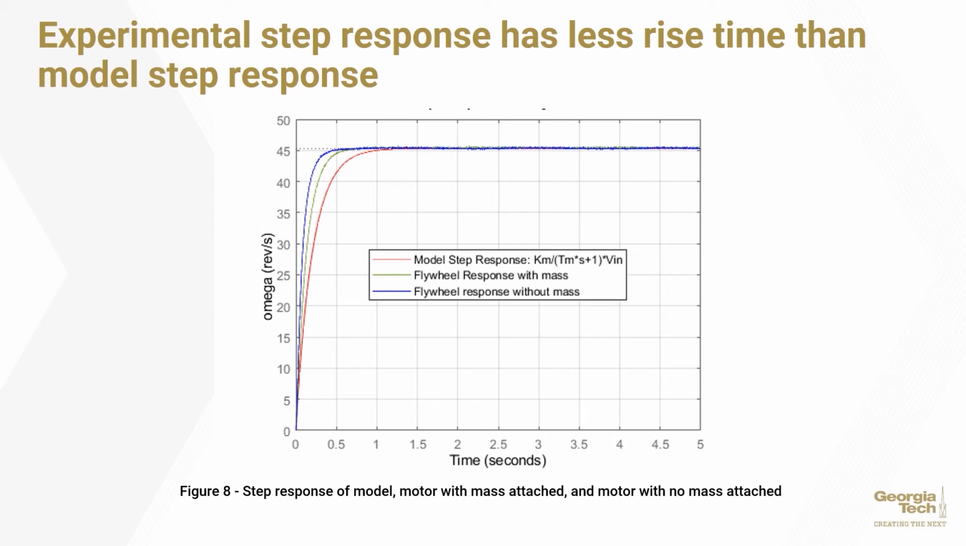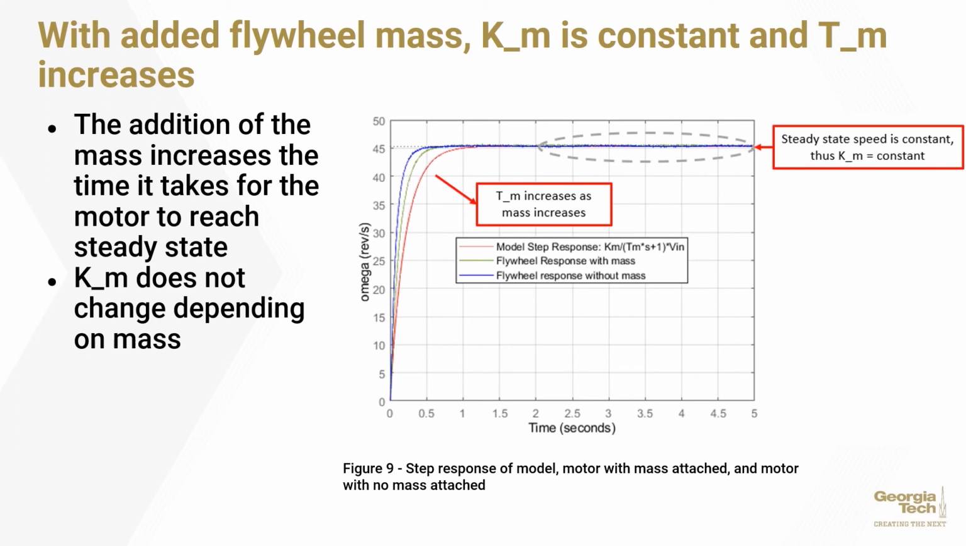The model step response in this plot is the red curve, while the responses with and without a mass are shown by the blue and the green curve. The addition of a mass was shown to increase the time it takes for the motor to reach omega steady state, and thus the time constant Tm increased. The steady state speed was constant regardless of a mass being attached, and was the same for the model as well. And we see that the motor constant Km was constant regardless of the mass attached.